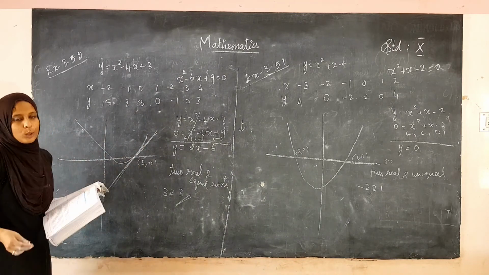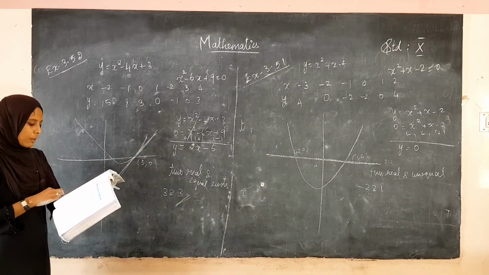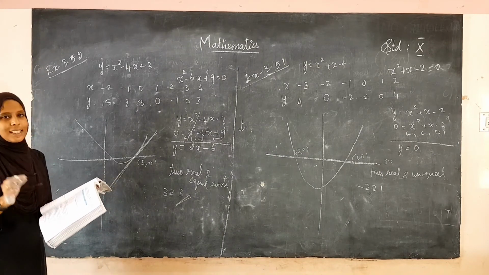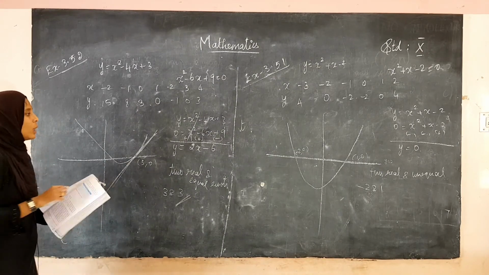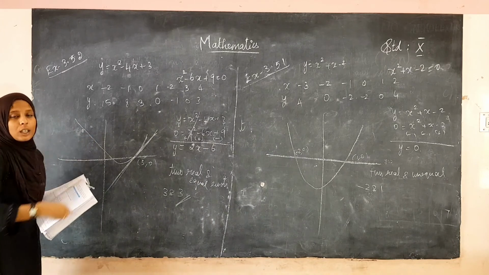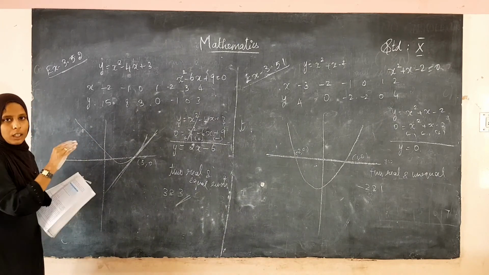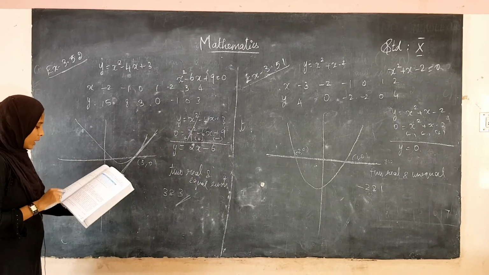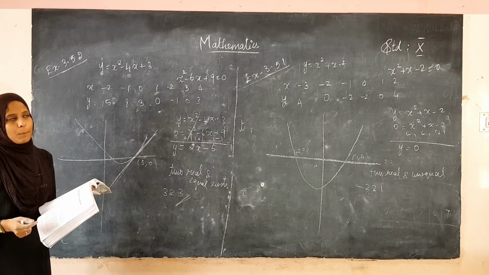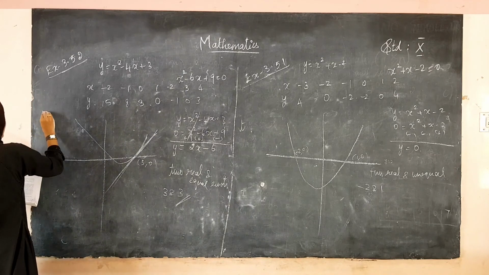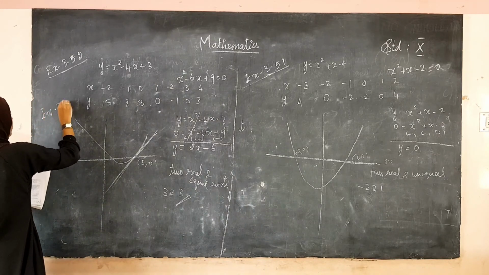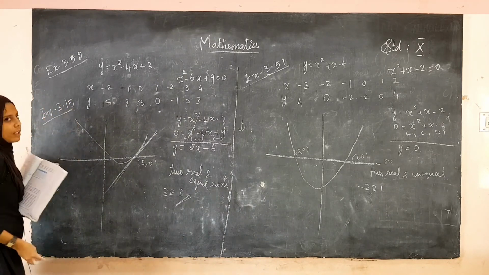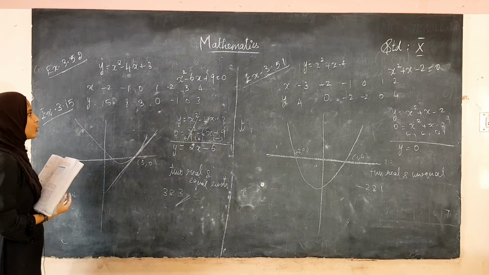Since I can't do this on the board, I am giving this as an assignment. Exercise 3.15 is totally an assignment. You have to do this on graph sheet. Don't do this on plain sheet. Okay, you have to do these sums on the graph sheet. So, using the graph sheet complete all of this exercise. Exercise 3.15 is the whole assignment. You have 8 sums. Complete the 8 sums and send it through the Zoho app.